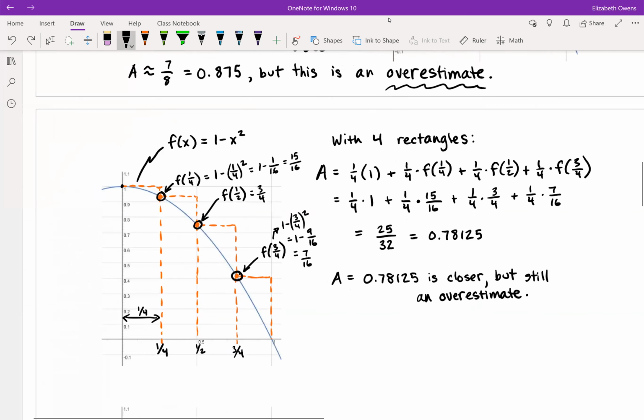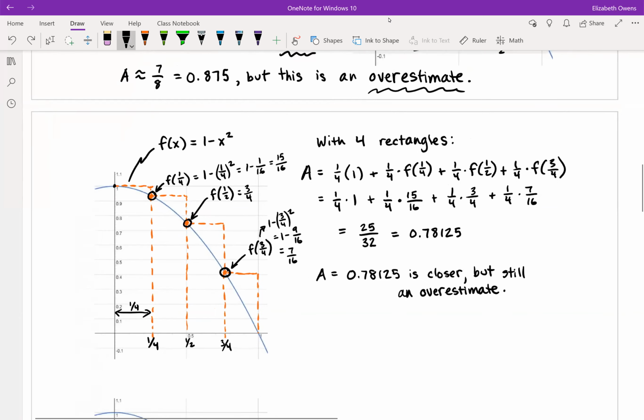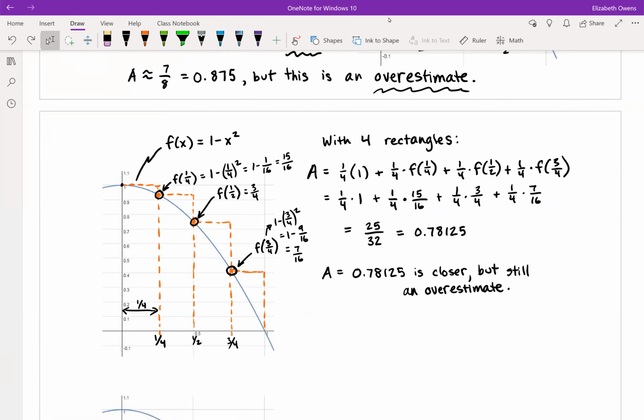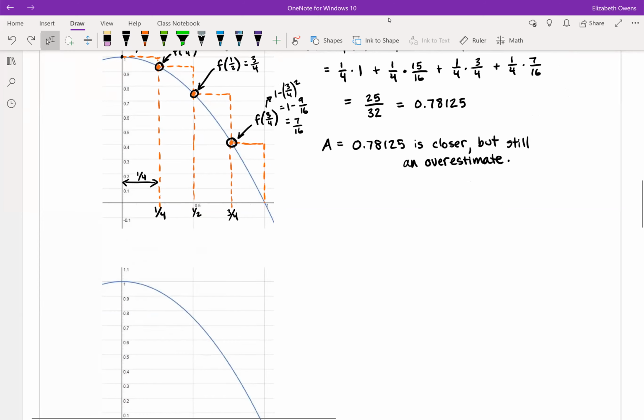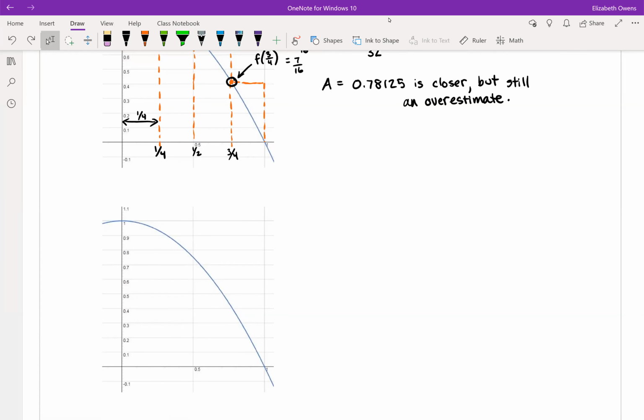All right, so you might say, okay, well, I'm tired of getting overestimates here. Is there any way that I could get an underestimate for the area? Yes, there is. So that's what we're going to do on this next graph. Here we are still going to use 4 rectangles, but this time we're going to set them up differently. We're going to set the height in a different way.